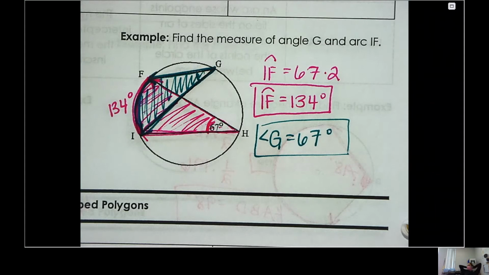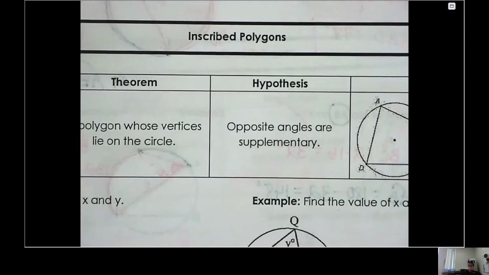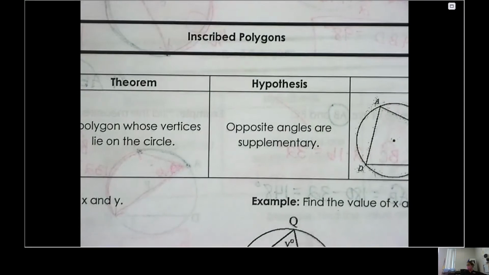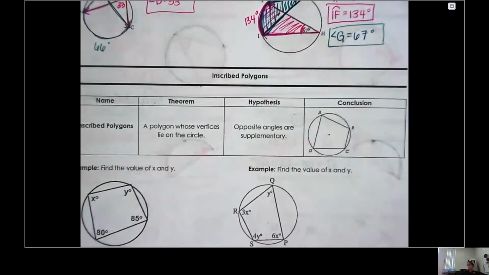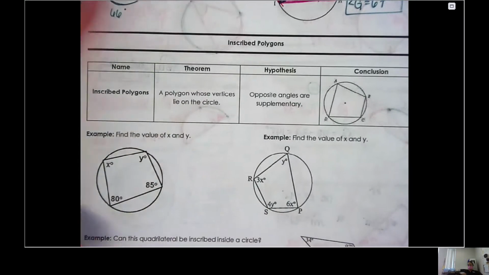All right, questions there? Ready for the last one? Last one. Inscribed polygons. So inscribed means inside. What is a polygon? Do we remember what a polygon is?